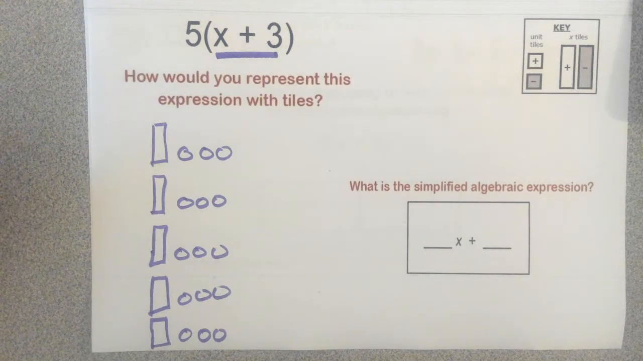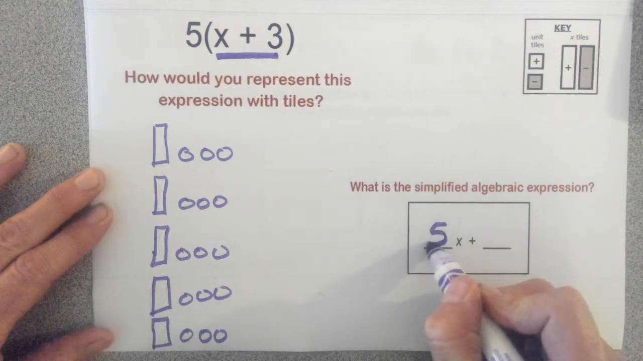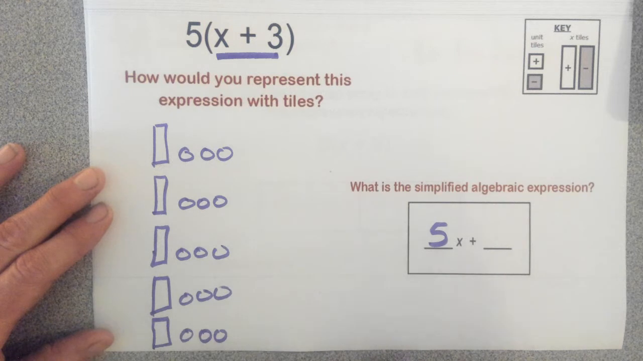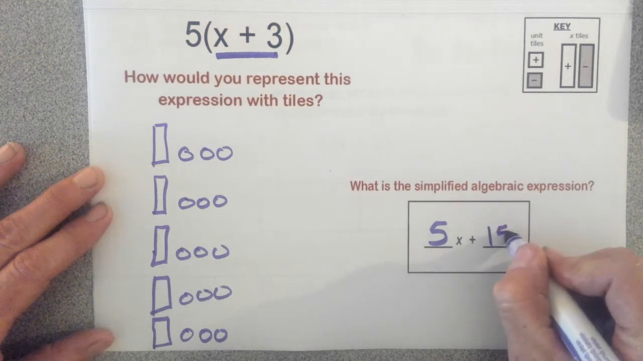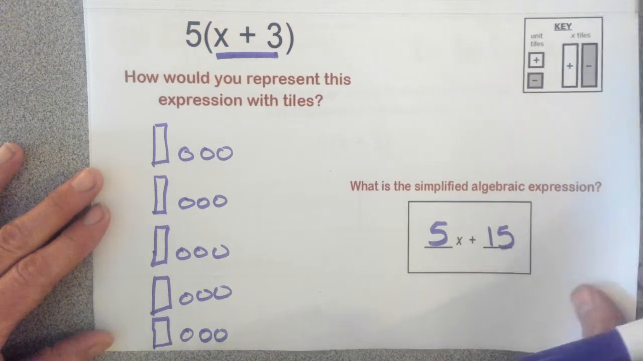So what is a simplified algebraic expression? I have 5 x's, and I have 3, 6, 9, 10, 11, 12, 13, 15 tiles. Now, could we have used our distributive property? Absolutely. Let's take a look.